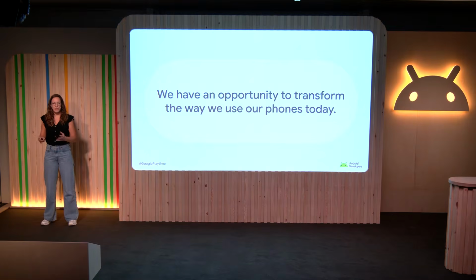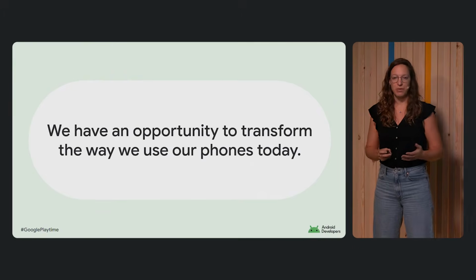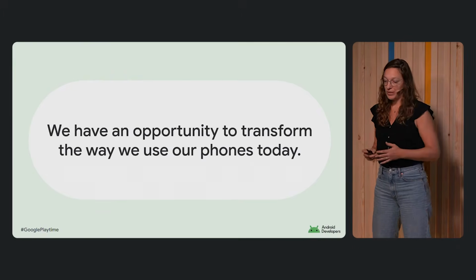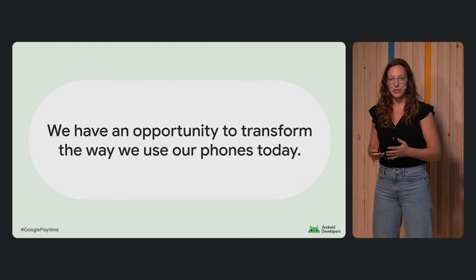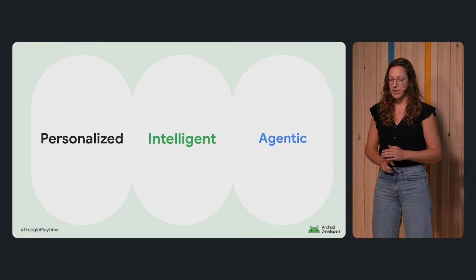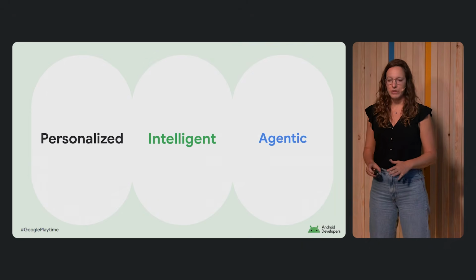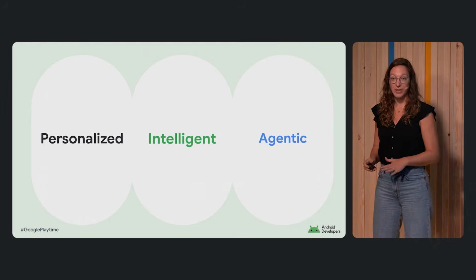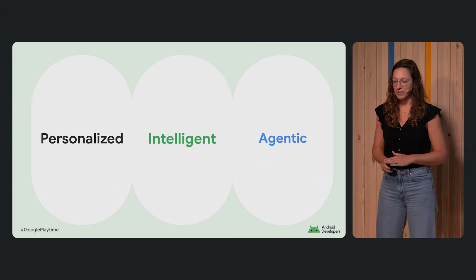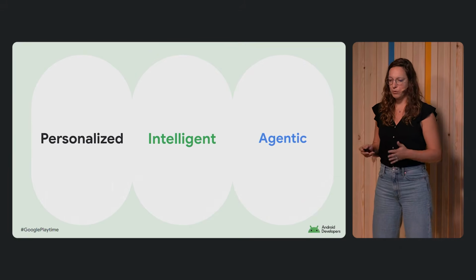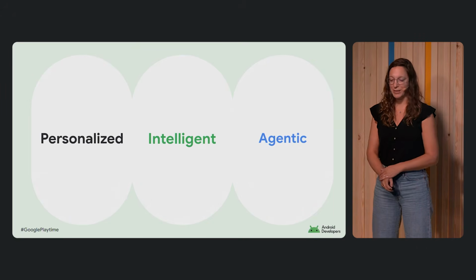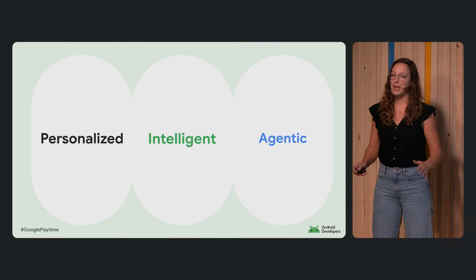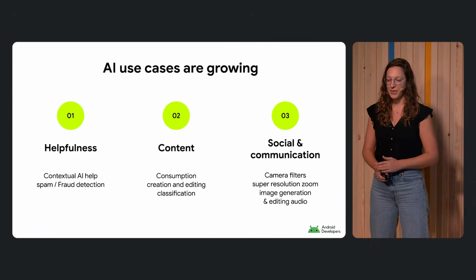We stand at a unique crossroads. We have an opportunity to transform the way that we use our phones today. The way that users interact with their devices is changing fundamentally, and it is all driven by rising expectations and breakthroughs in AI. And this is what we're seeing. Our users now expect personal, intelligent, and agentic experiences on their mobile devices. And to meet this, Android apps should provide intelligent experiences that enable personalized, helpful, and truly delightful interactions. It is all about being proactive instead of reactive.